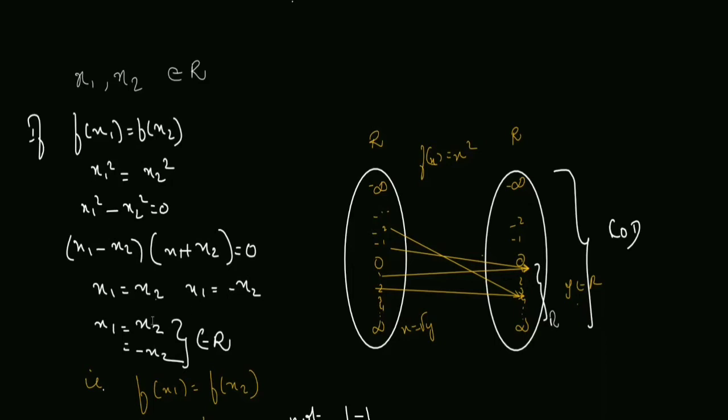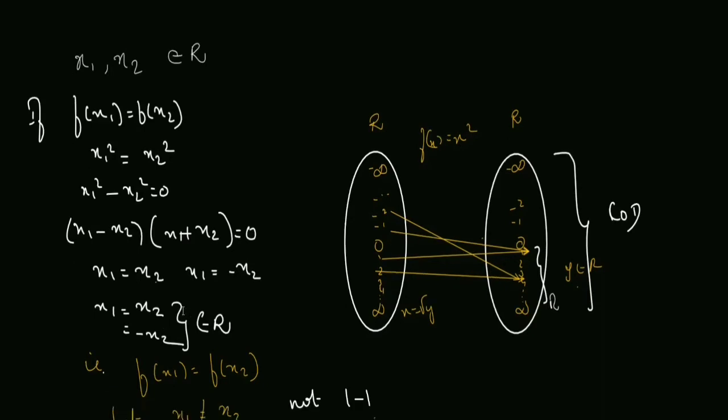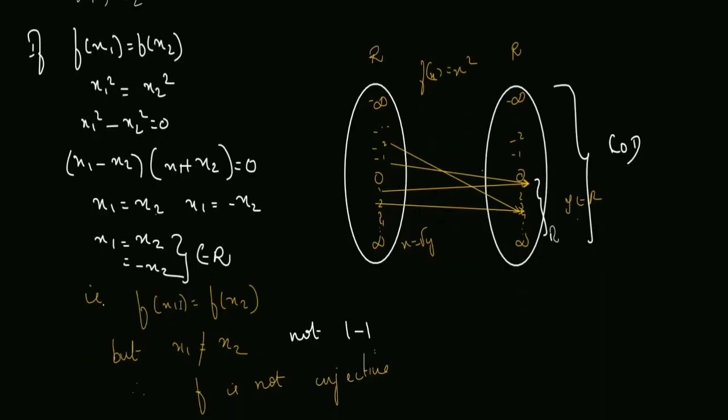So you're getting two values for x1. x1 is equal to x2 and x1 is also equal to minus x2. Then that means this is not 1 to 1. If it is 1 to 1, then f of x1 equal to f of x2 implies x1 equal to x2. Here it is not equal to. Therefore the function is not 1 to 1. That means the function is not injective.